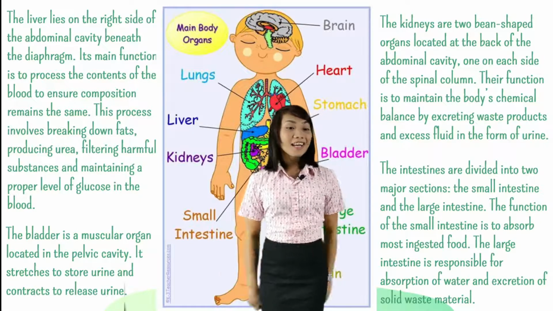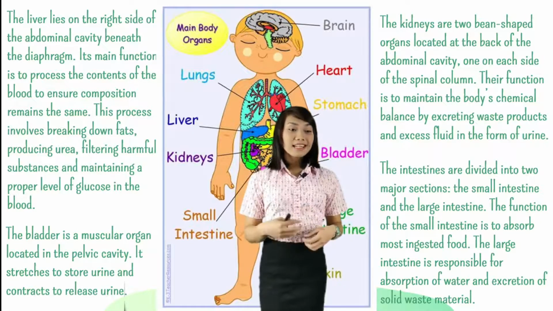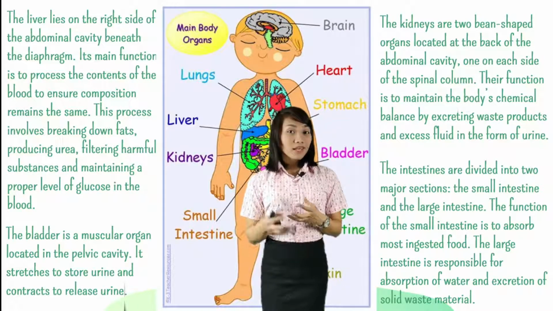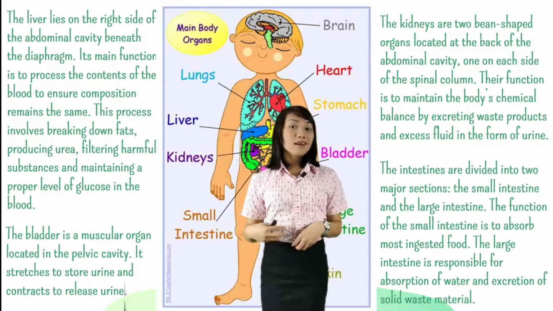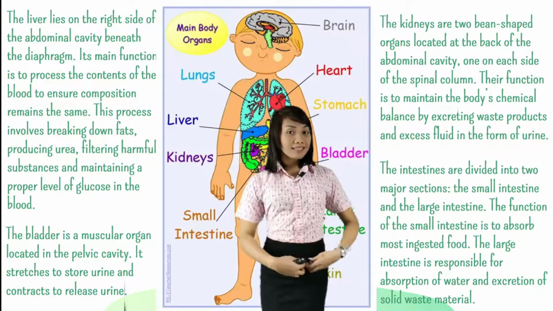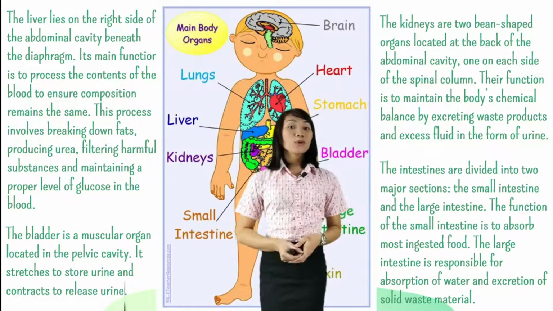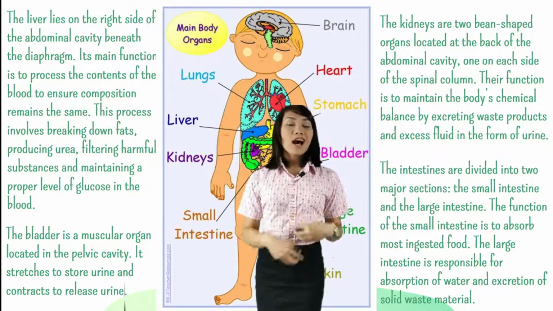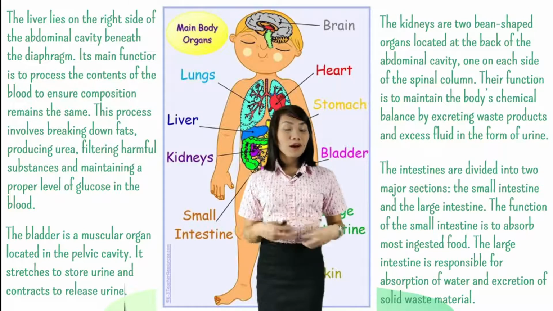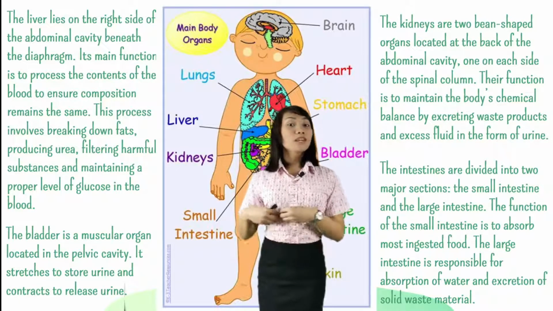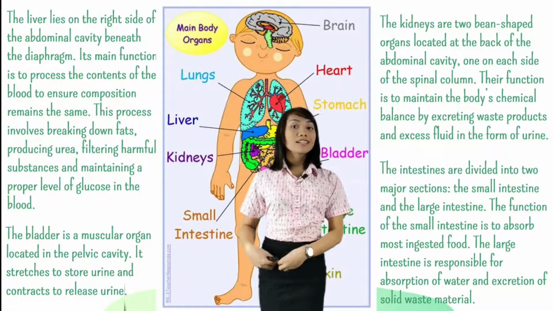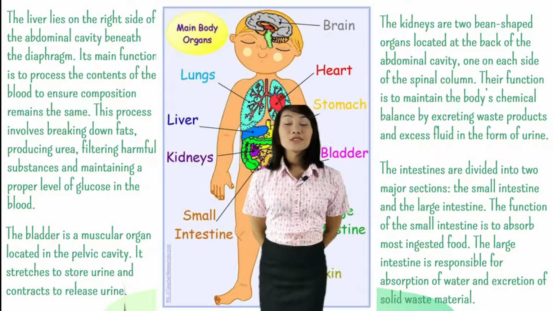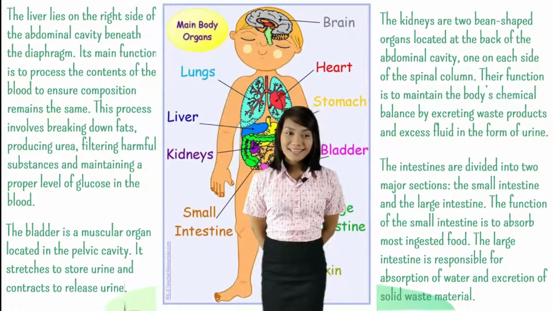Okay? Again, small intestine, after you ingest the food, it will be processed by the stomach and it will go to your small intestine. Now, after you drink water and other solid waste or solid foods, your stomach will process it and it will go directly to your large intestine. So those are the two functions of intestines.